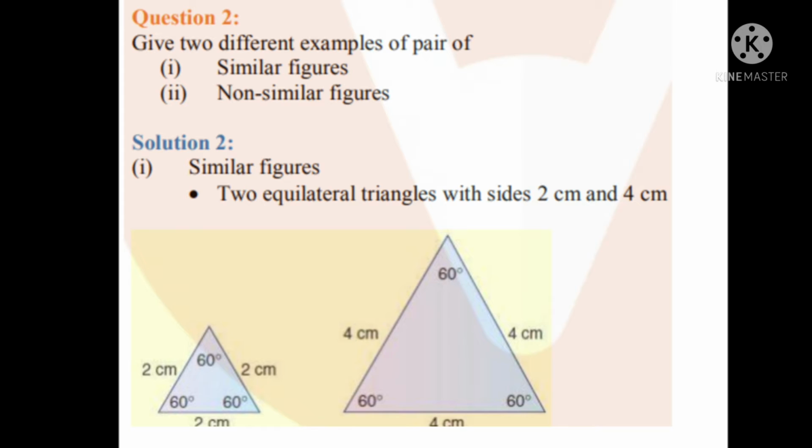Now let us do question number 2. Give 2 different examples of pair of similar figures and non-similar figures. Now you can see it, there are 2 triangles are there. One triangle is having a side of 2 cm and the other triangle is having a side of 4 cm. So these 2 triangles are having the same shape but sizes are different. So these are similar figures.